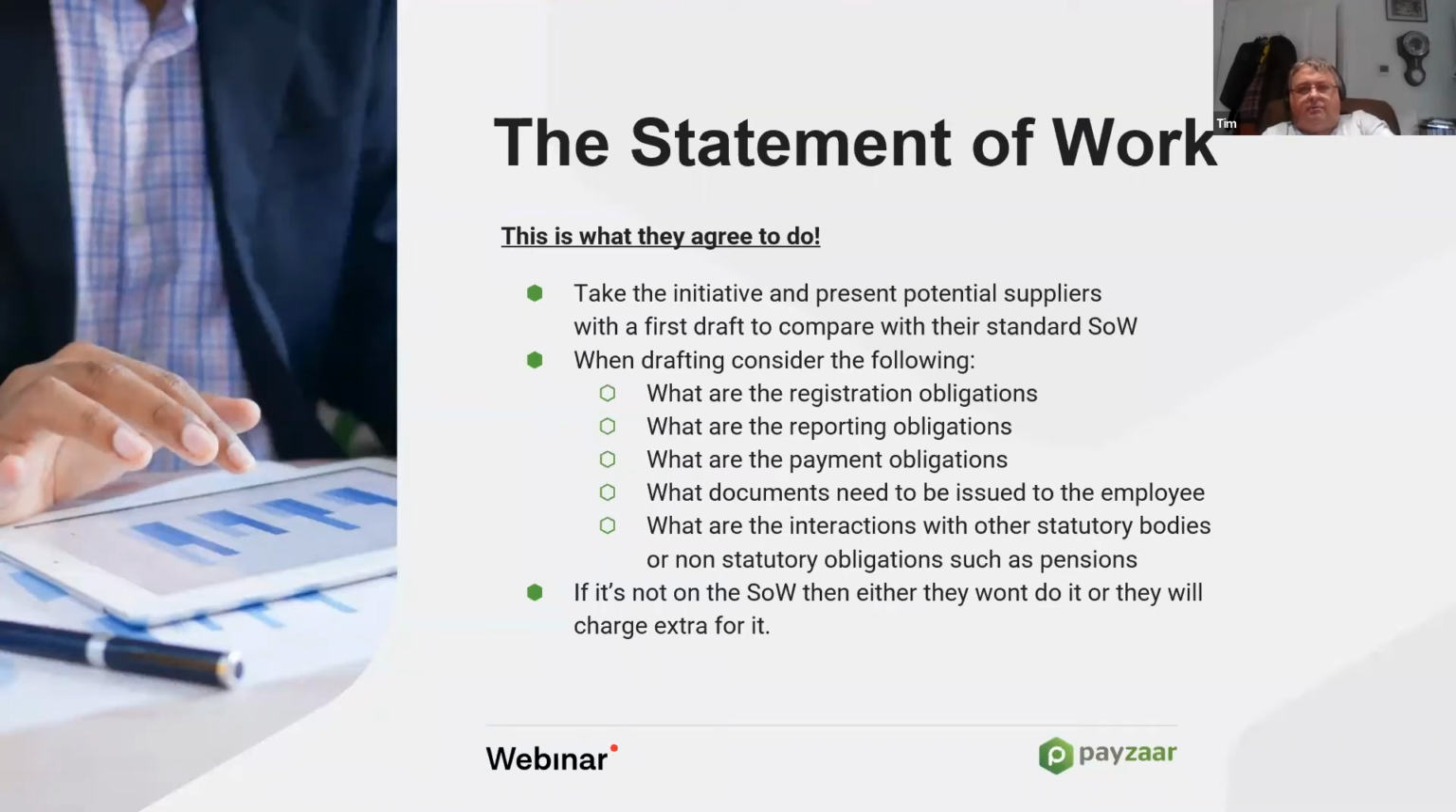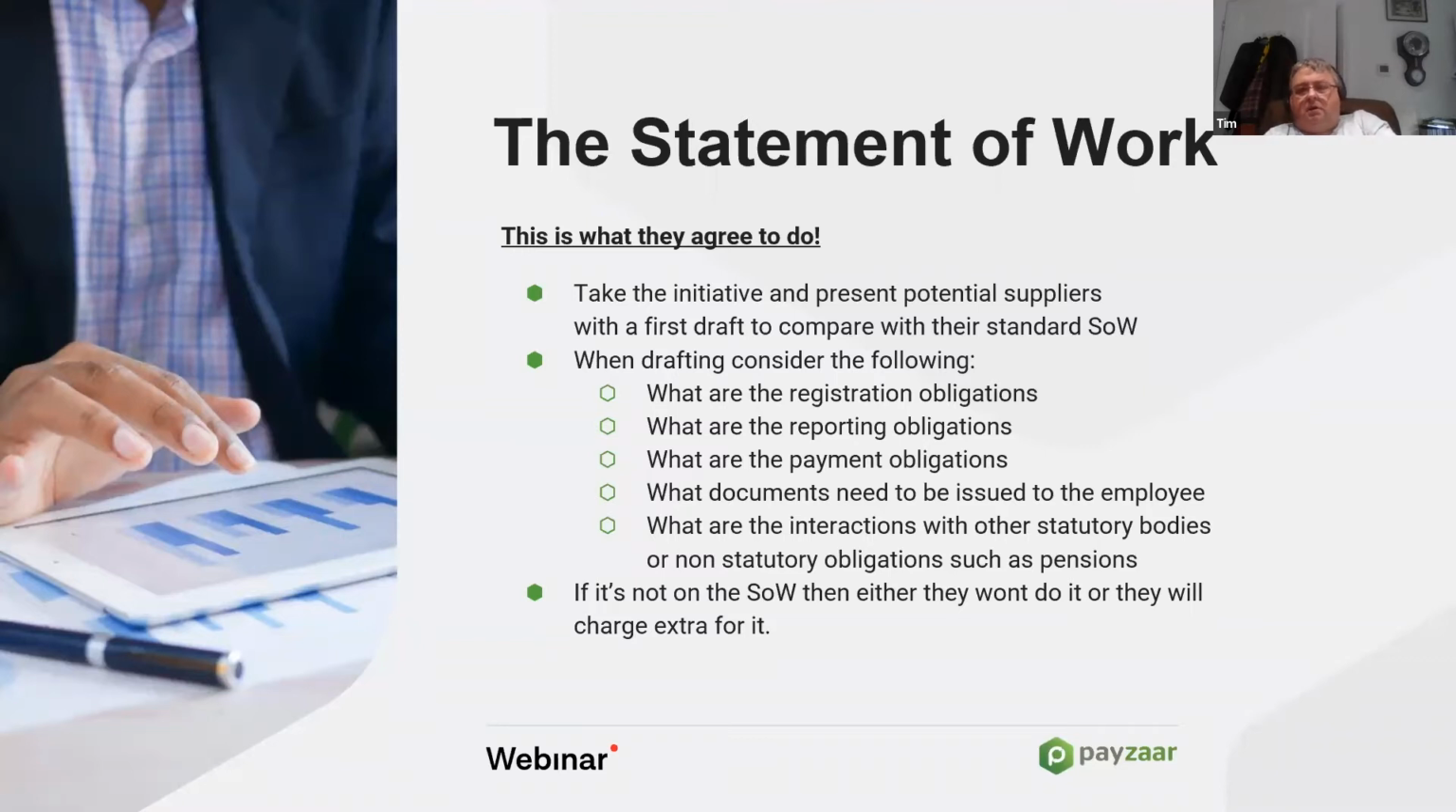The most important document that we will produce as part of the tendering process once we've picked a potential partner will be the statement of work. And this, of course, is what your ICP is agreeing to do for you for the money that will be changing hands.